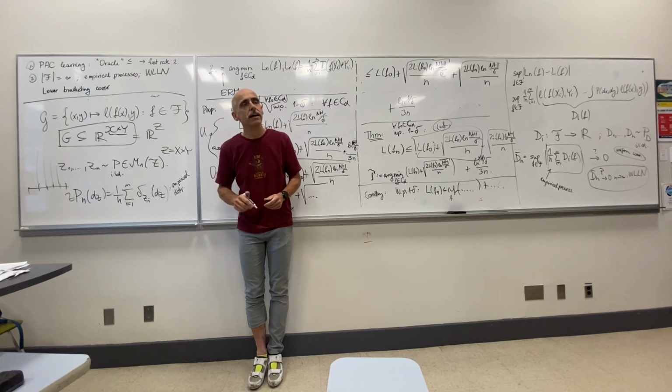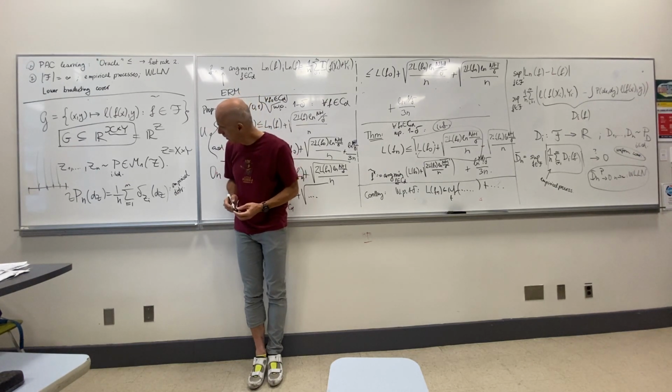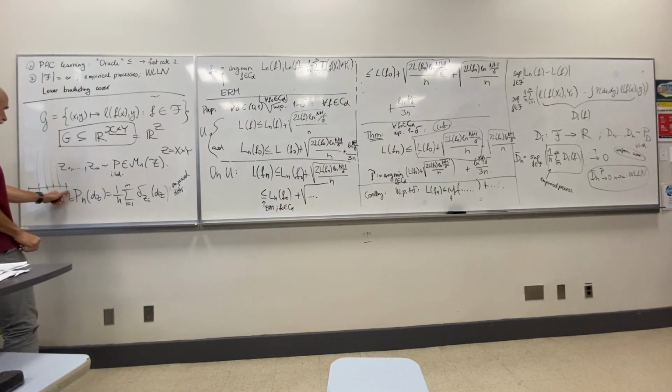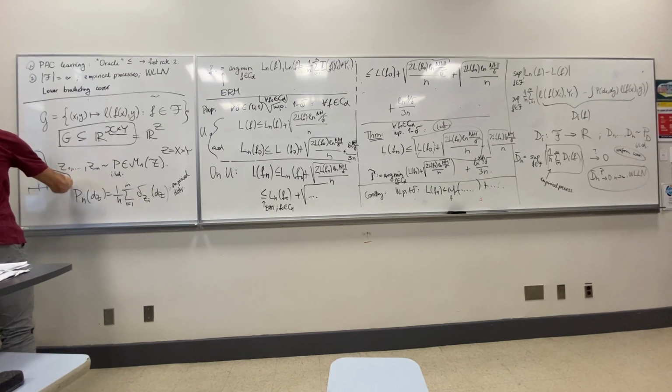Is it Z times Pn? I don't know what that's part of the plot. That was the Z space is here. This is the Z space. It's like the 0, 1 interval.